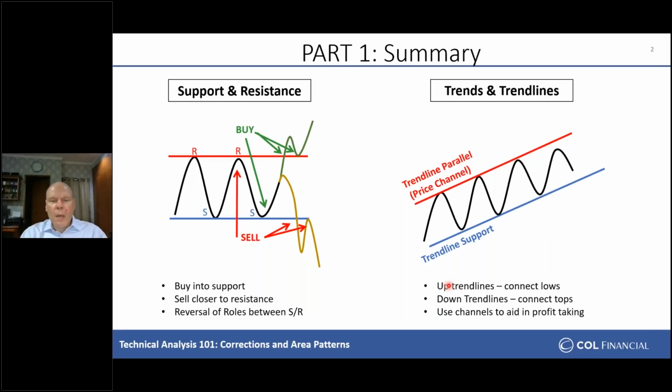So if you're looking into an uptrend, then you connect the lows of your graph to be able to determine what your trend line is. If this starts to turn downwards, then you will start connecting your highs as a trend line to be able to follow the downward movement of the market.